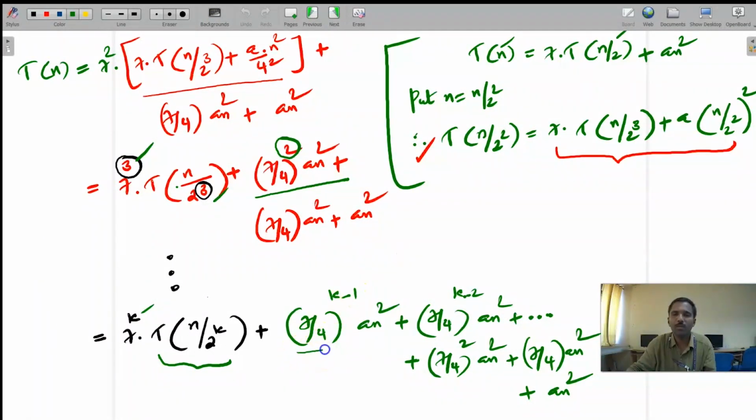So from these 7 by 4 whole power k minus 1 into a n square, 7 by 4 whole power k minus 2 into a n square, 7 by 4 whole square into a n square, 7 by 4 into a n square plus a n square, it seems all these terms have a common factor of a n square. As we solved earlier in the solution of the conventional matrix or divide and conquer based recurrence relation, here we can take a common factor a n square.